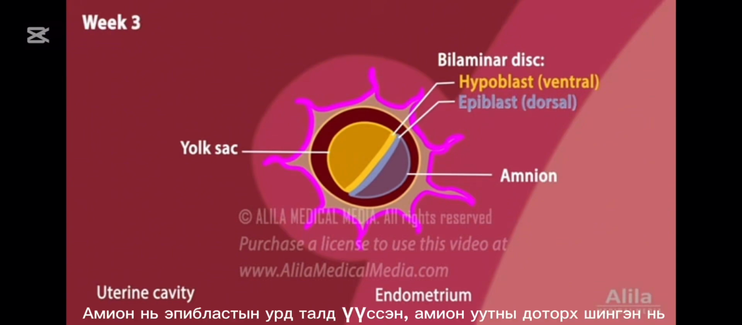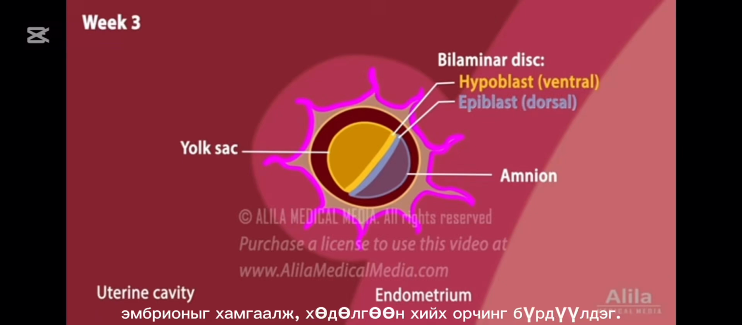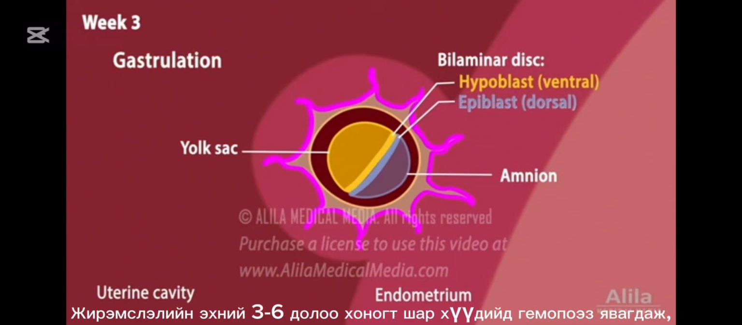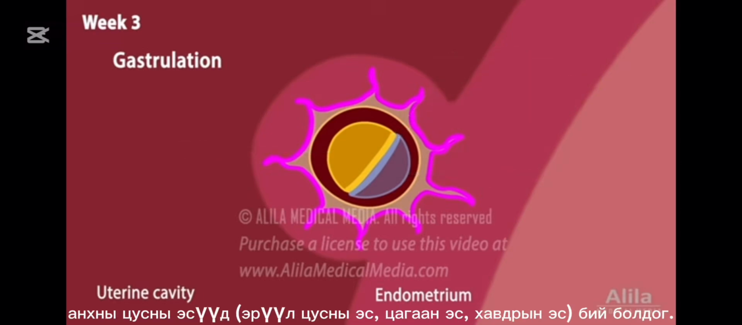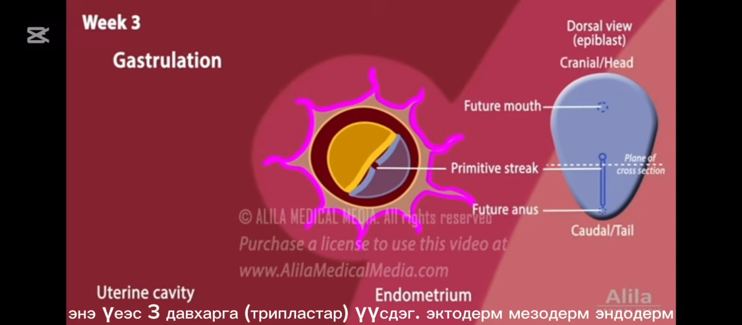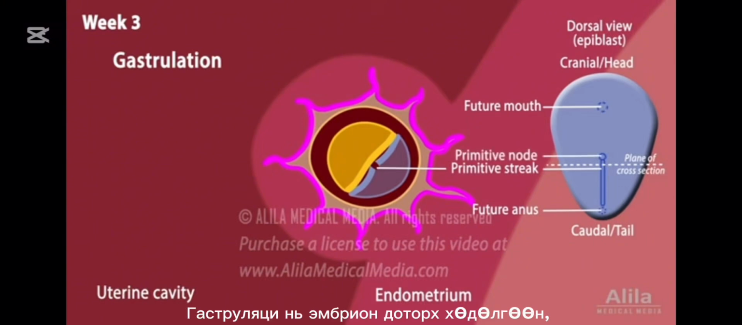In week 3, the 2-layered disc transforms into 3 germ layers through the process of gastrulation, during which the cells lose their pluripotency and become committed to a smaller number of cell types. Gastrulation begins with the emergence of the primitive streak on the epiblast surface. This event sets the cranial caudal, or head-tail, axis of the embryo. A so-called primitive node at the cranial end of the primitive streak produces signaling factors that control the movement of cells.